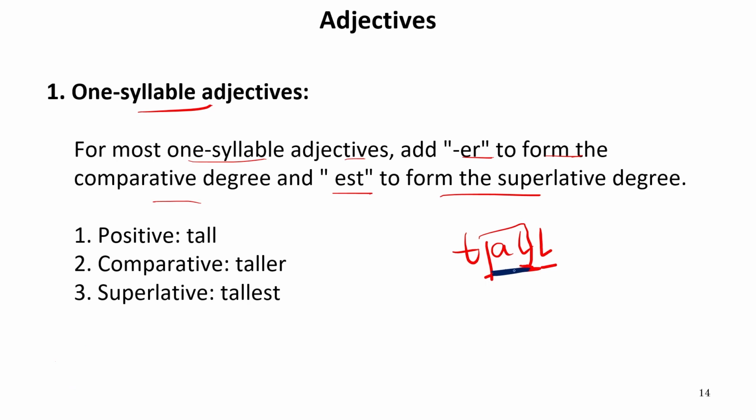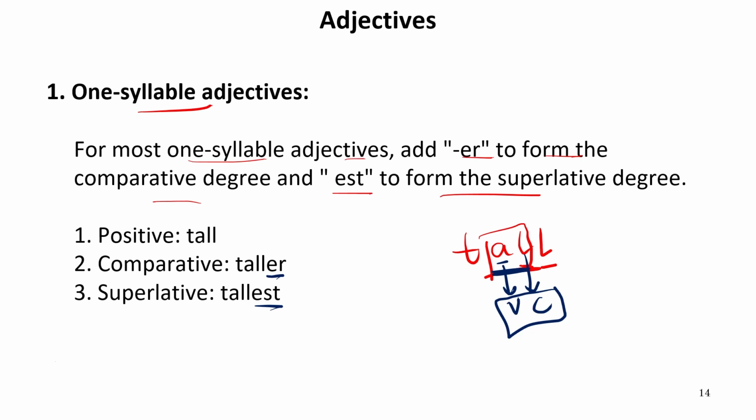So AL. A is a vowel and L is a consonant. So this is making a pair of vowel and consonant. Now just keep this in mind: the vowel should precede the consonant, then only it will be a syllable. So this combination will be the syllable. So this contains only one syllable. That is why we use ER or EST to convert this word into comparative and superlative respectively. That is tall, taller, and tallest.